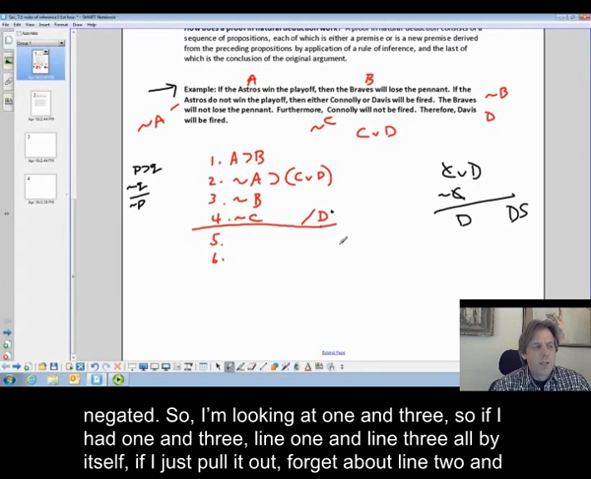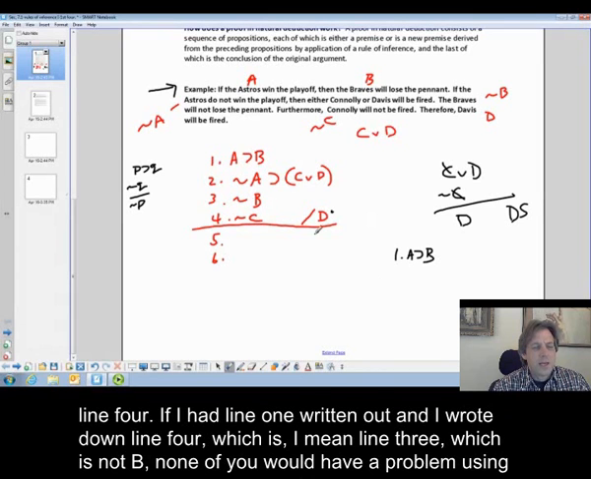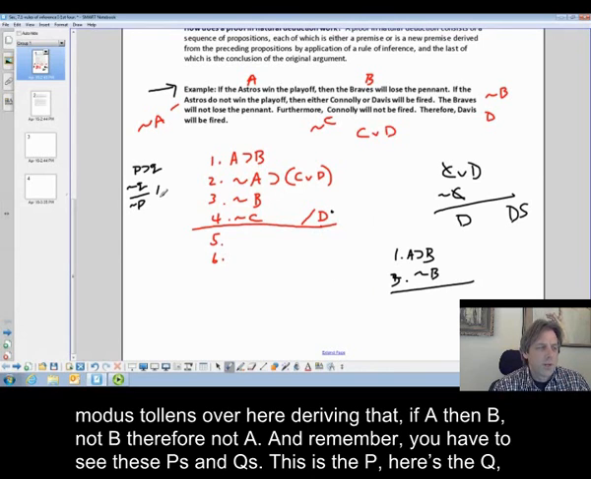So if I had lines 1 and 3 all by itself, if I just pull it out, forget about line 2 and line 4. If I had line 1 written out and I wrote down line 3, which is not B, none of you would have a problem using modus tollens over here, deriving that. If A, then B, not B, therefore not A.